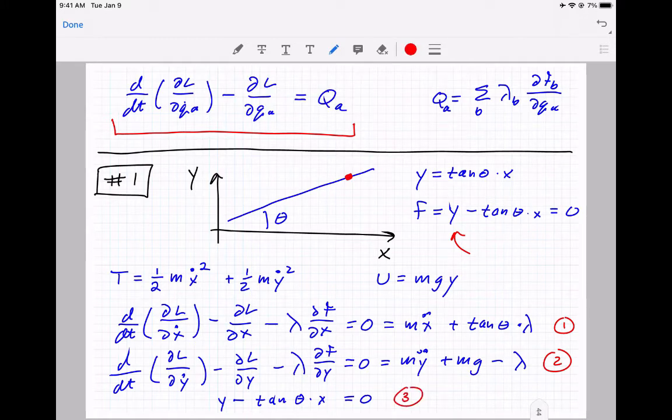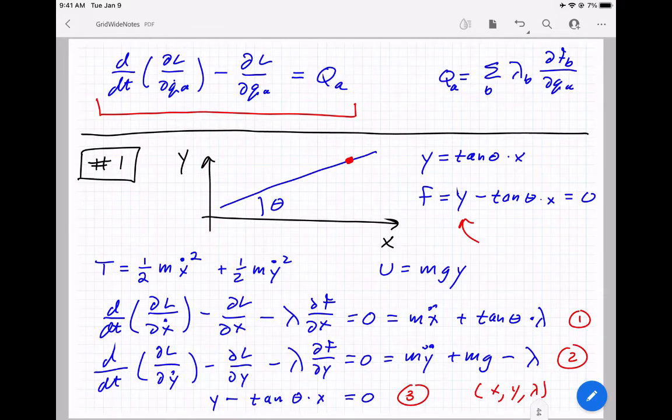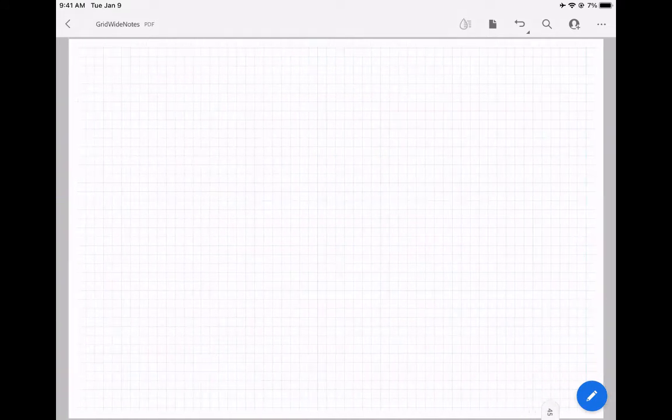All right. Because I do have 3 unknowns. The 3 unknowns are x as a function of time, y as a function of time, and lambda as a function of time. In fact, let me just write those down. So I've got x, y, and lambda are the 3 unknowns I need to solve for. And I've got 3 equations, so I'm good. All right. So what do we do first?